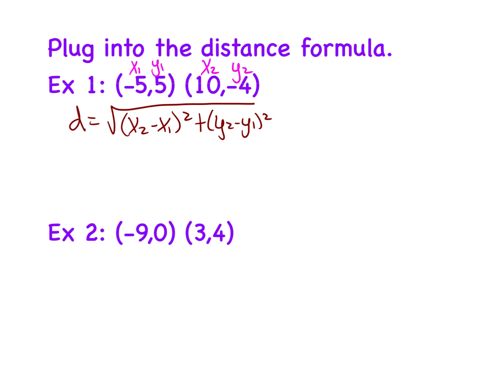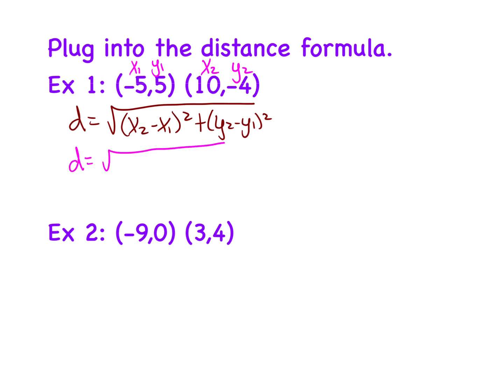Now I could switch it. I could call this one x2 and y2, and this one x1 and y1. It doesn't matter which one's the ones, which one's the twos. What matters is that you have an x and a y on each one, and the ones are together, the twos are together. Okay. Now all we simply do is just plug it in.